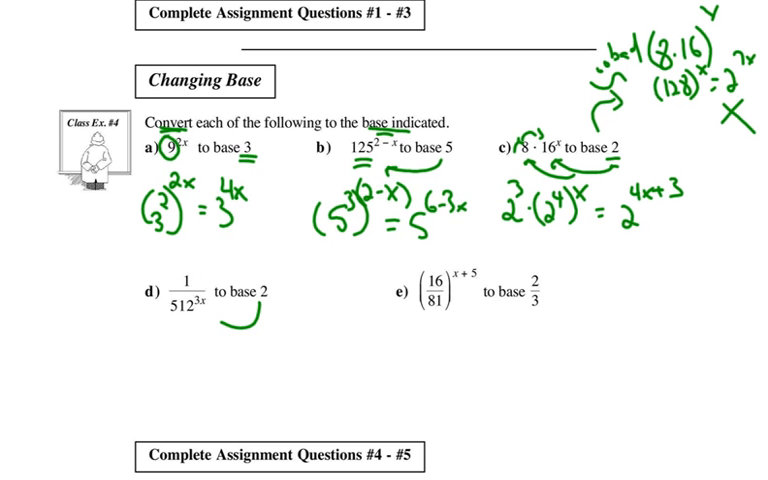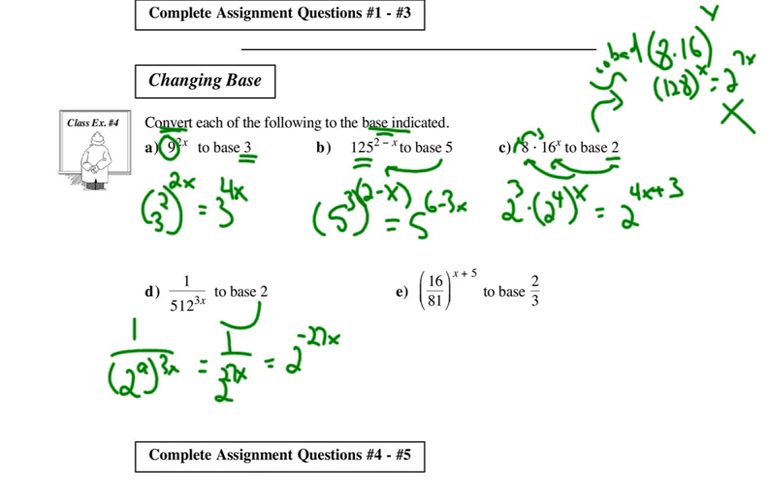Carrying on with our base of 2, 512 is, I believe, 2 to the 9. And so 1 over 2 to the 9, that's still to the 3x, is going to be equal to 1 over 2 to the 27x. Now it says to convert the following. Some books might rewrite this as, well, we want a base of 2, and technically this is on the bottom, so they might write the answer in the back as 2 to the minus 27x, just because they want that brought to the top.